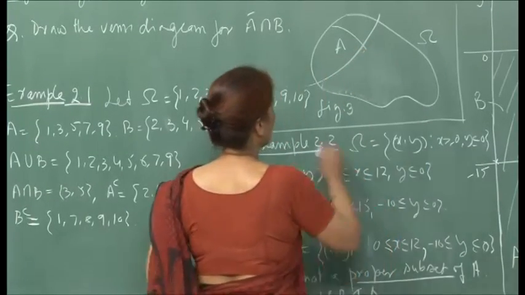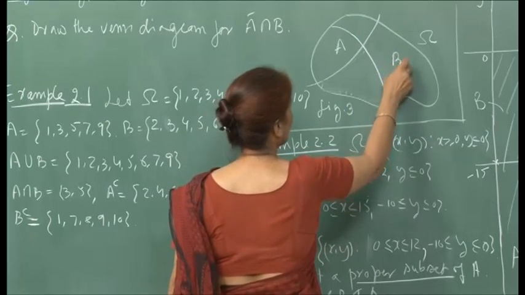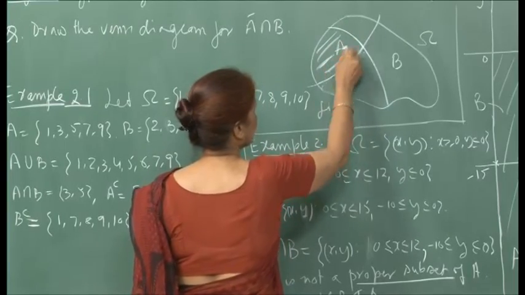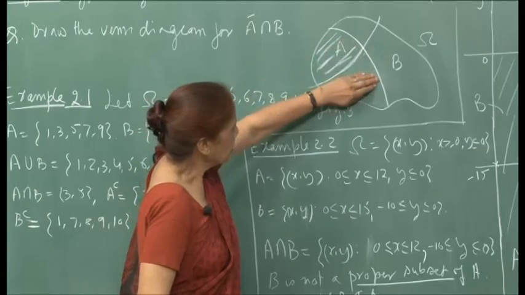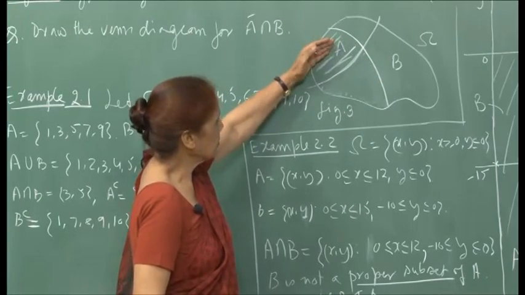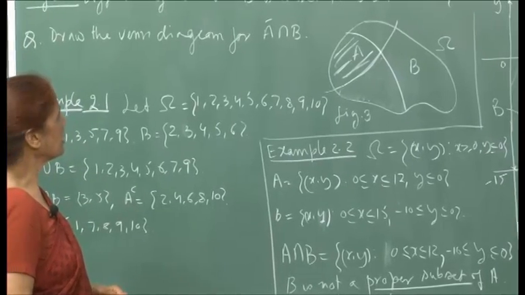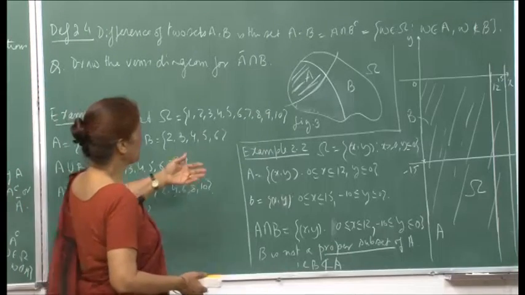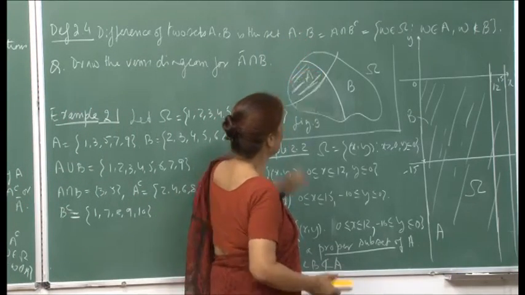So, if I am saying that this whole is A and this whole is B, I am referring to this, right, because the elements here are in A and not in B. So, this is the right diagram for A intersection B complement, which is A minus B. All elements which are in A but not in B will be referred to by this one here.